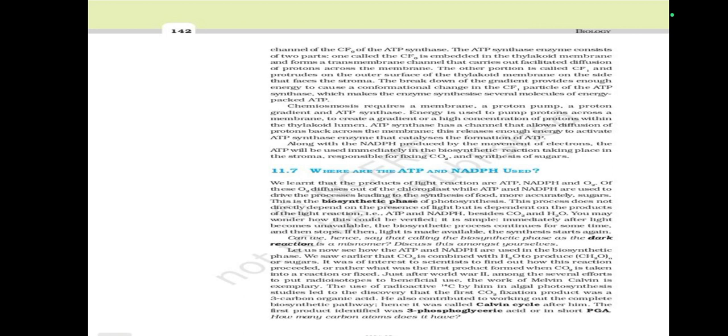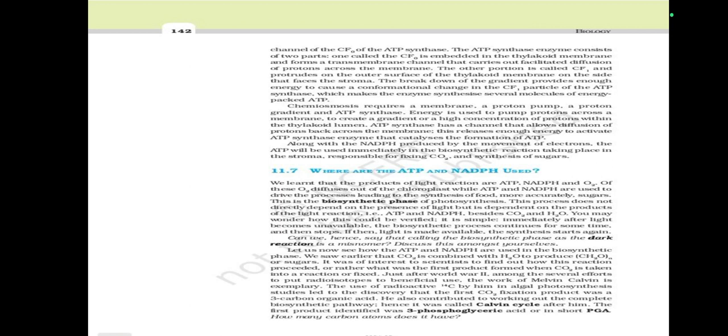Let us now see how the ATP and NADPH are used in the biosynthetic phase. We saw earlier that CO2 is combined with H2O to produce CH2O and sugars, C6H12O6. It was of interest to scientists to find how this reaction proceeds, or rather what was the first product formed when CO2 is taken into the reaction or fixed. Just after World War II, among the several efforts to put the radioisotopes to beneficial use, the work of Melvin Calvin is exemplary.